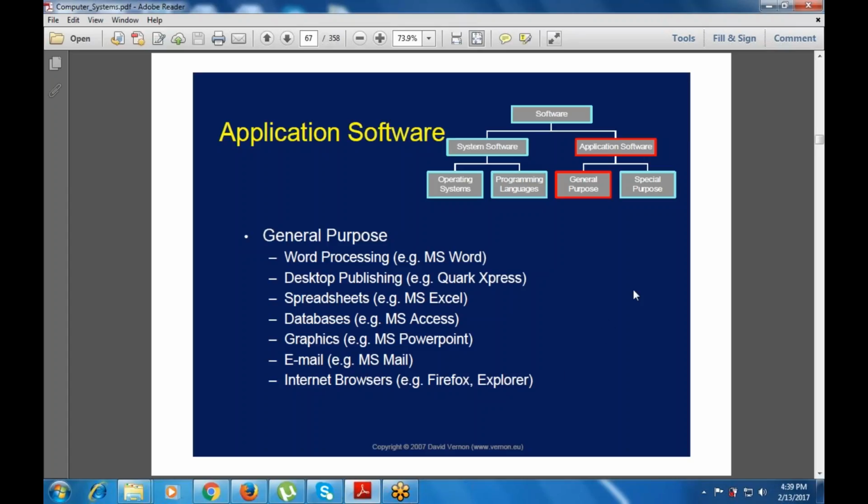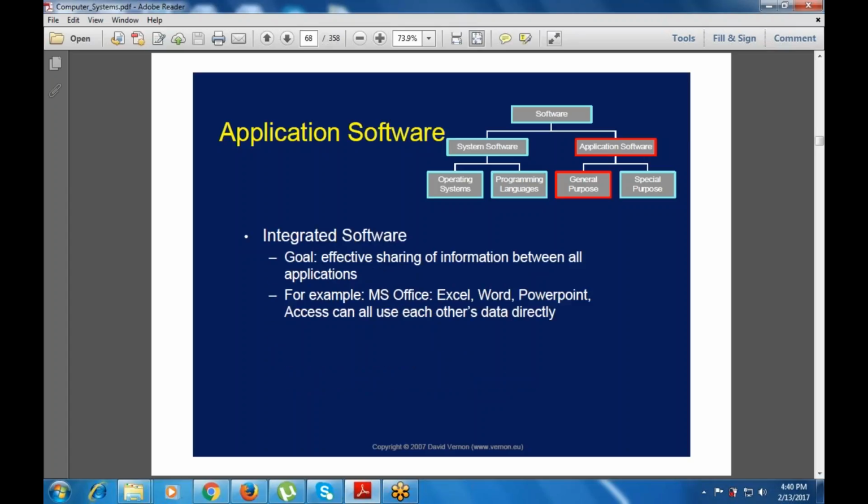So these are the various general purpose computer applications used over here. One is word processing, for example the MS Word we are using, then desktop publishing, MS Excel, MS Access, MS PowerPoint, and email, that means the email that we are using. And the internet browser, that means Firefox, Mozilla or Chrome. So we are done with the application software.